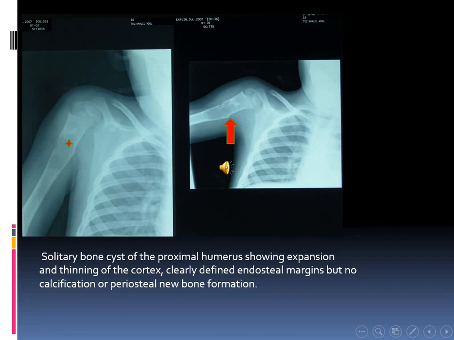Plain X-ray of the right humerus taken for a child. You can see that there is a well-defined osteolytic or low-dense lesion in the metaphysis of the right humerus with very mild expansion and an associated pathological fracture. The cortex on both sides is not continuous, and the lesion is well-defined, showing thin endosteal margins and no calcification, no periosteal reaction seen.